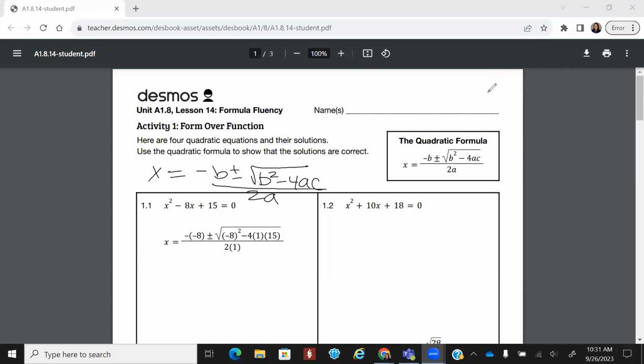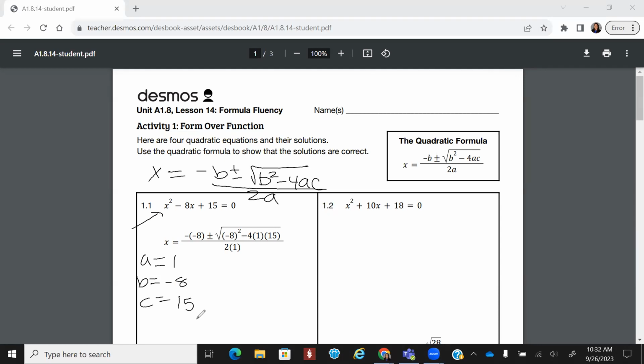Okay, so on this first problem, we see that it's in standard form, and we want to identify our A, B, and C terms. Okay, so what's our A term in this? Don't say x squared. Nope. 1. What's our B term? And what's our C term? Positive 15. Okay, we need to identify your A, B, and C.